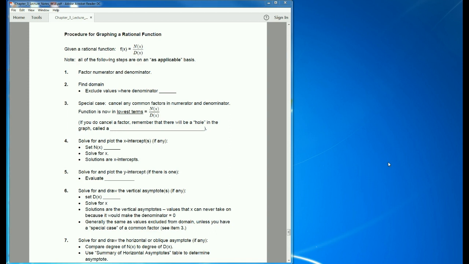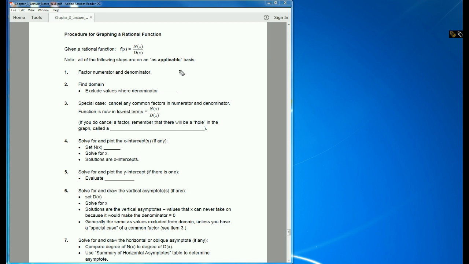All right, so it's time to pull everything together now. We've learned how to analyze the functions. Now we want to take all that information and use it to graph a rational function. Given some rational function, we're going to go through all the following steps, as applicable. You don't need to do all these steps to graph every function.